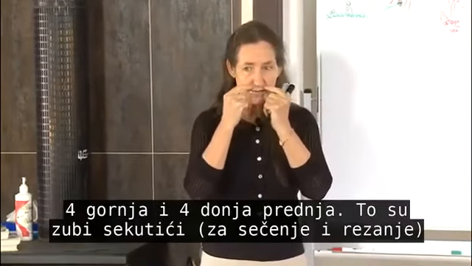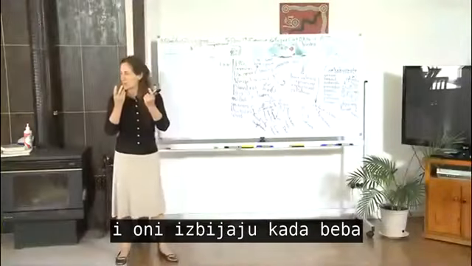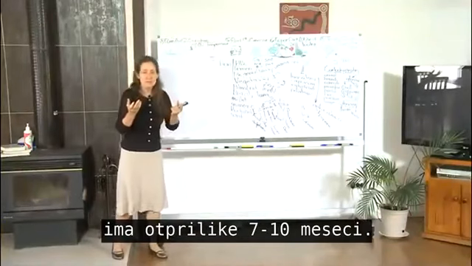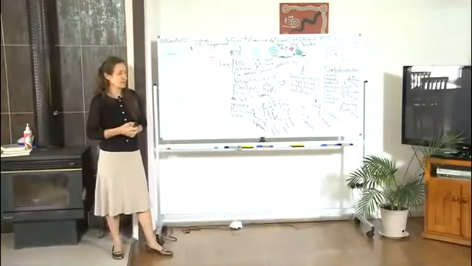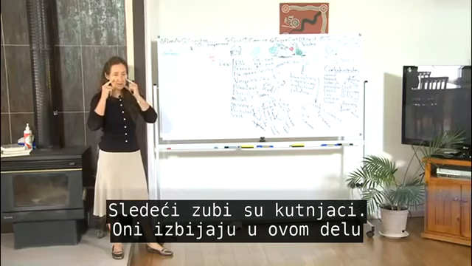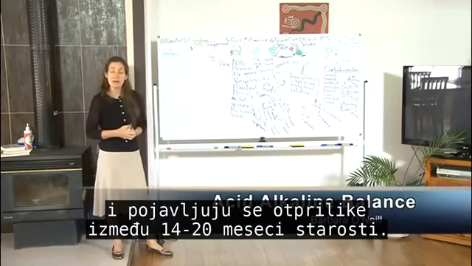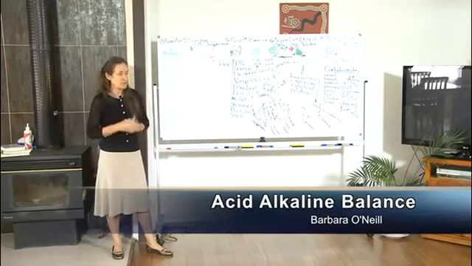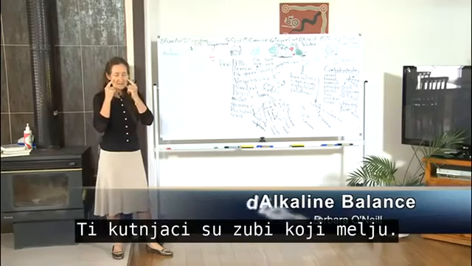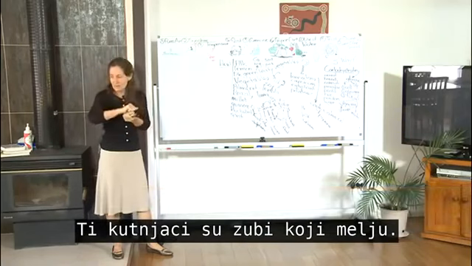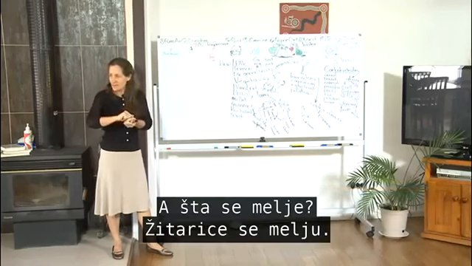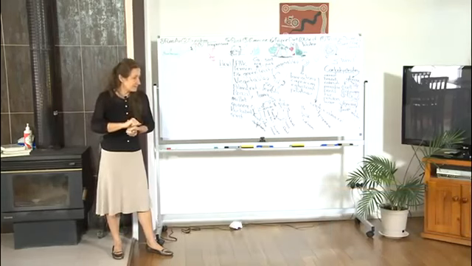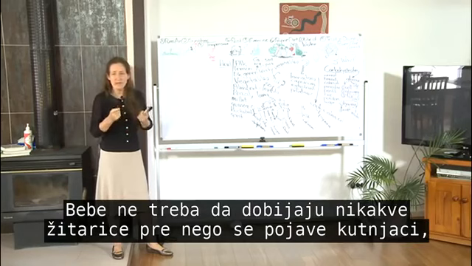down the bottom. They're tearing teeth. And they come when a baby's between 7, 9, 10 months of age. The next teeth are the molars. The molars come through here and they appear between 14, maybe 20 months of age. Now those molars are grinders. And what do you grind? You grind the grain. So babies should not be having any grain till those molars are there.